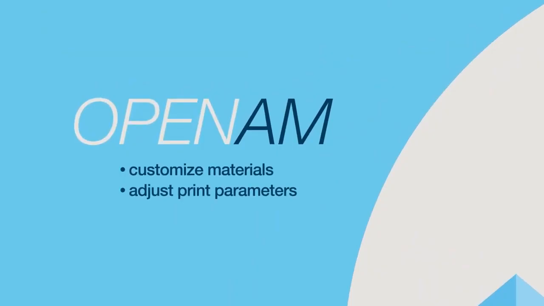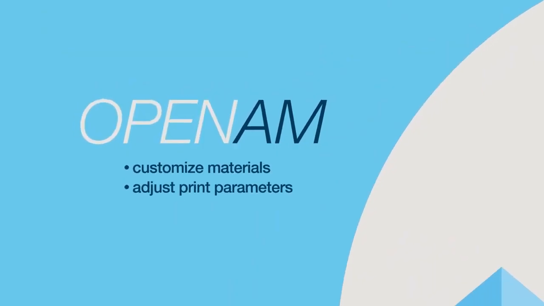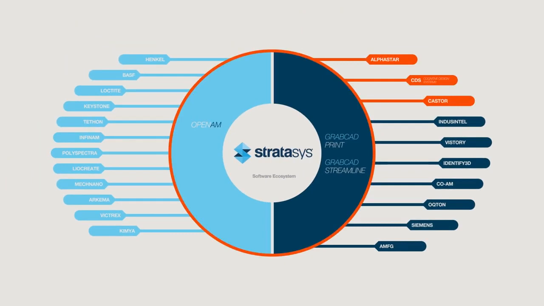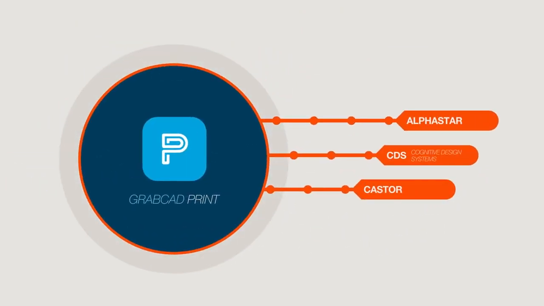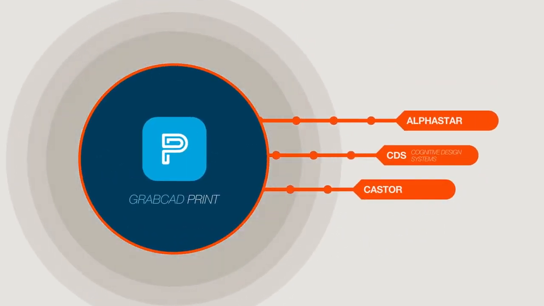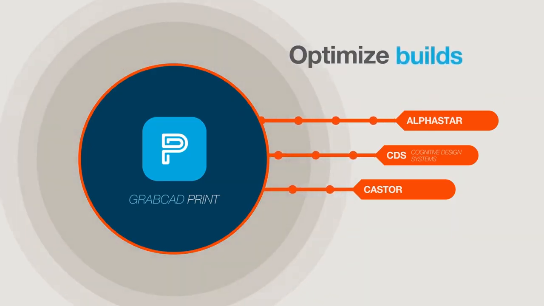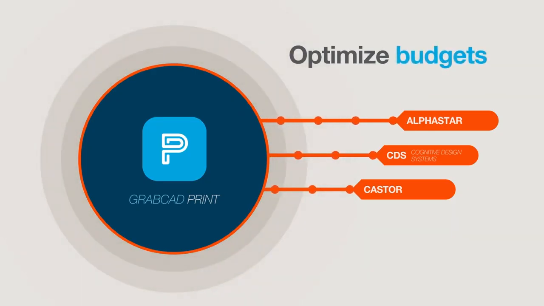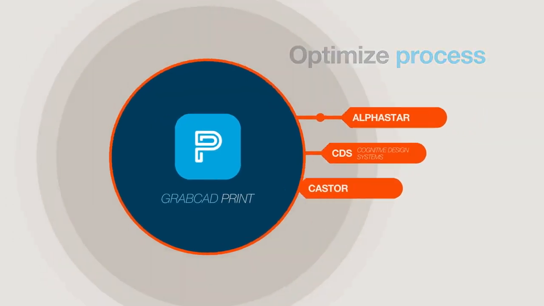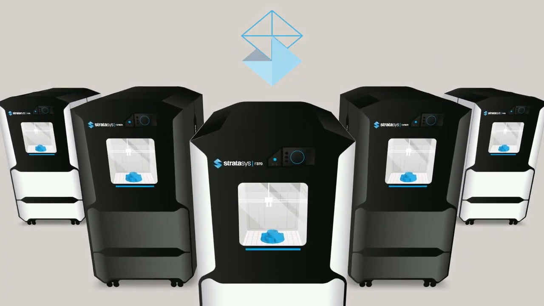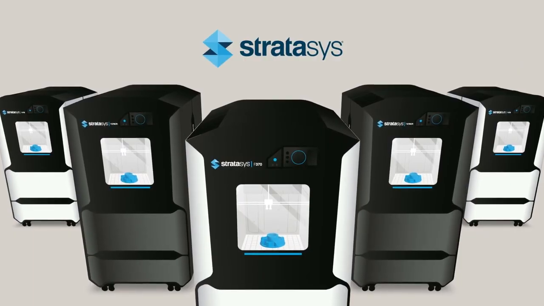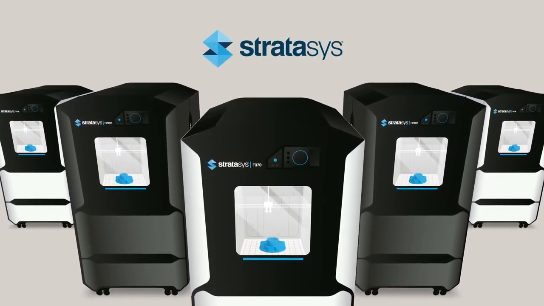OpenAM software allows you to customize materials by adjusting print parameters, which affects the capabilities and characteristics of printed parts. These plugins are directly connected to the GrabCAD Print Pro software and offer complementary functionality. They allow users to optimize builds, budgets, and overall processes. It all adds up to quality and innovation from the leading name in digital transformation.